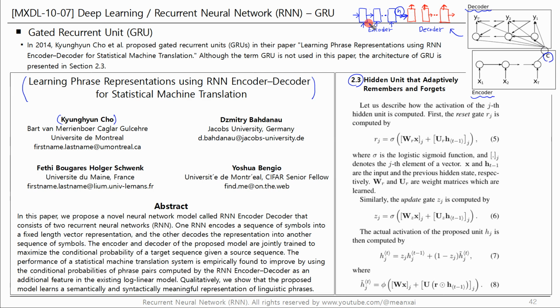The authors of this paper redesigned the cell structure of this network by modifying the structure of the LSTM cell. This is what is presented in section 2.3. This was later called the gated recurrent unit. In this video, we will only cover the architecture of the GRU cell introduced in section 2.3. The RNN encoder-decoder architecture will be covered in the next series, Attention Network.